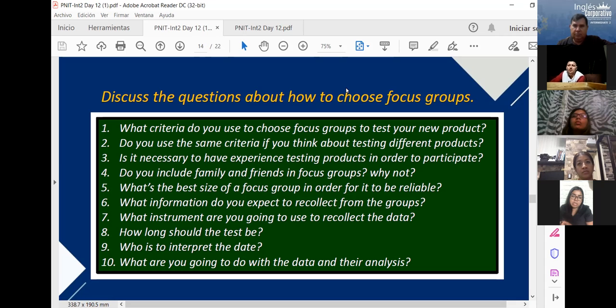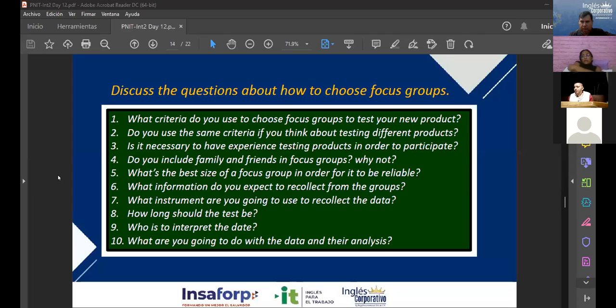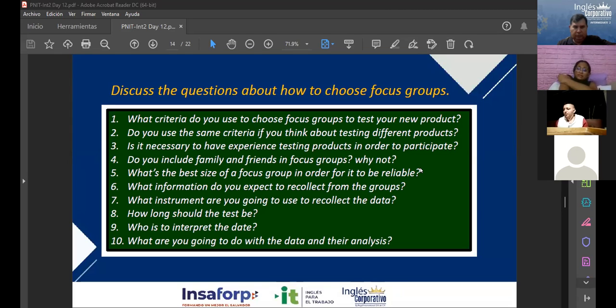Number 2. Do you use the same criteria if you think about testing different products? Not, because if we are testing a different product, it depends on the product. As I told you, if I try to launch a new product, I try something for younger people. It can be a big group, like 30 people, because they collect information, but maybe there are problems.